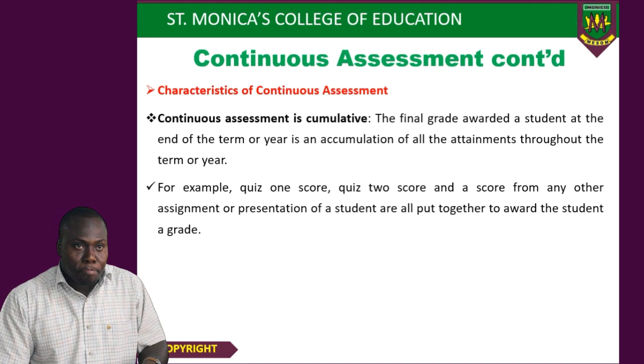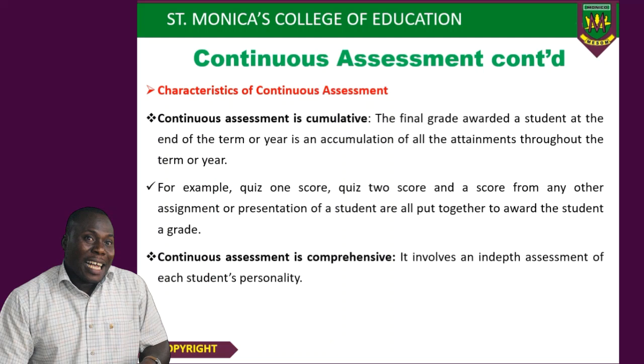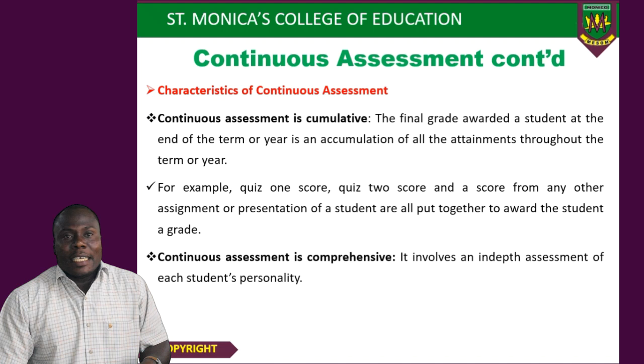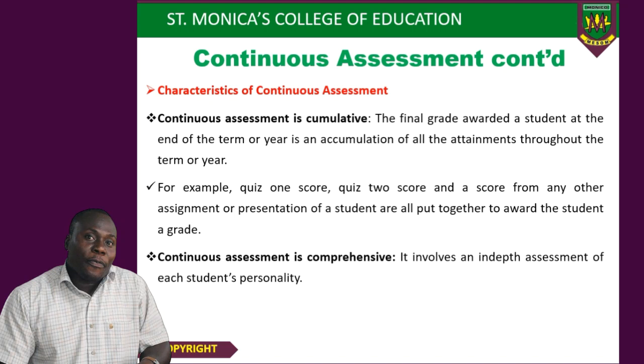The next characteristic of continuous assessment that we want to look at is that continuous assessment is comprehensive. It involves an in-depth assessment of each personality. As I indicated in the definition of continuous assessment, it is not a one-shot examination that will bring out the detail of a particular student or child. The various facets of the educational domain are brought forth. So it cuts across the three main domains, that is the cognitive, affective, and the psychomotor. So it involves every aspect of the child.